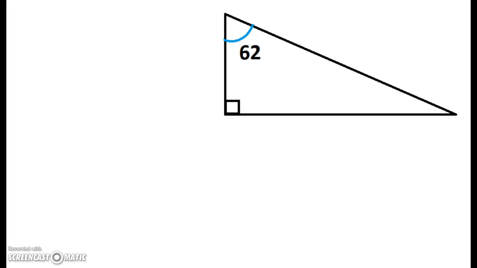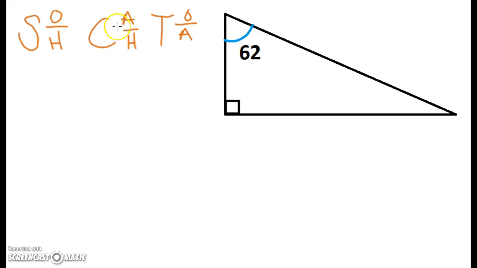Okay, so in this video, we're going to use trig again. So I'm going to go ahead and write SOHCAHTOA for us. SOHCAHTOA. And we're going to use trig to solve for a missing side of a triangle.